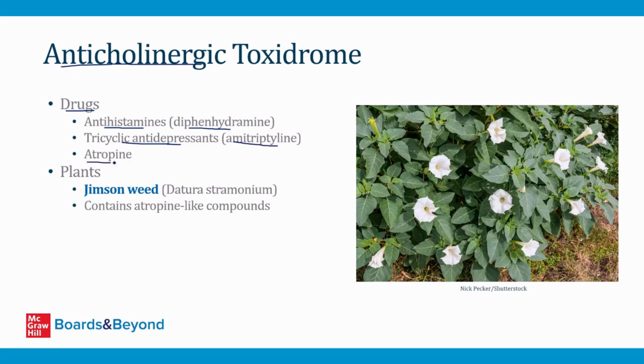And then atropine, which we just talked about in the last slide, if you give a patient too much atropine, that patient will develop an anticholinergic toxidrome. And then there are certain plants that have atropine-like compounds in them. The classic plant that does this is Jimson weed. It goes by the official name Datura stramonium, and if patients are exposed to Jimson weed because of its atropine-like effects, that can potentially lead to an anticholinergic toxidrome.